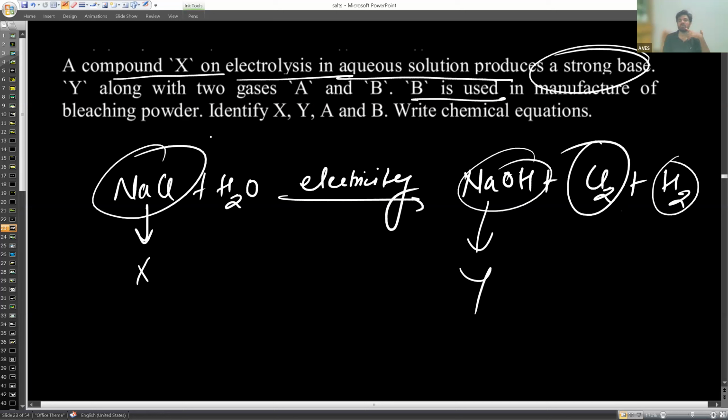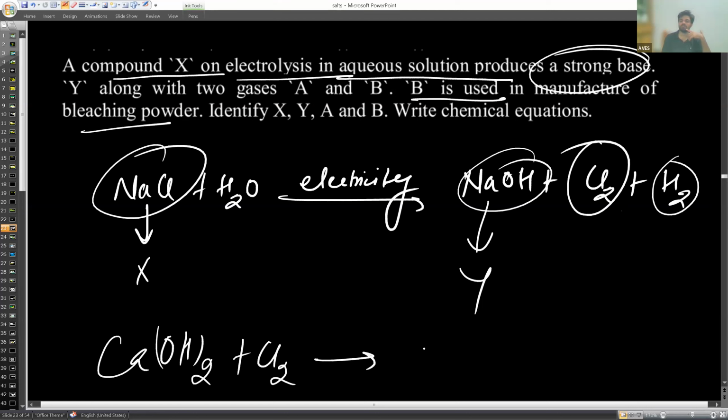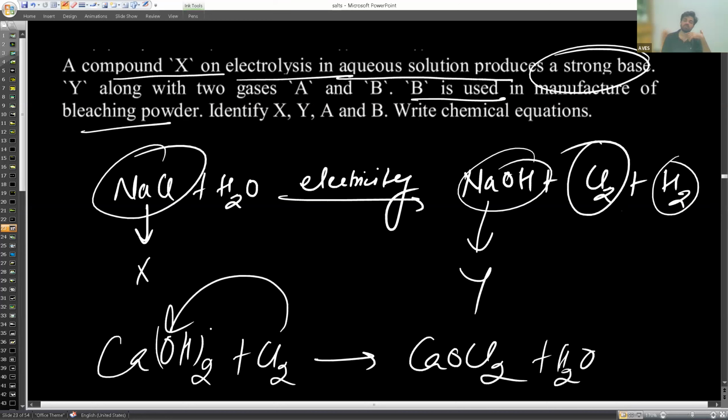It is saying B is used for preparing bleaching powder. You know that bleaching powder is prepared when we pass chlorine gas through slaked lime. So which gas is required for the preparation of bleaching powder? It is chlorine gas. So B is chlorine and gas A is hydrogen gas. Understood now? Yes, sir. Done. This one noted.